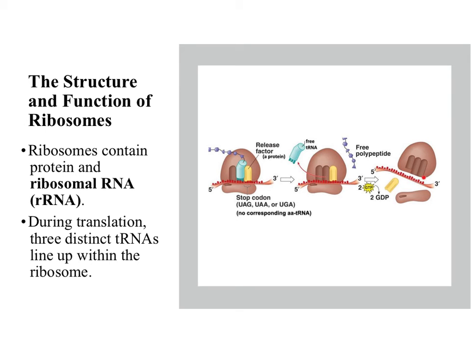Inside the ribosome, I know it's a little tough to see, but do you see how there are 3 slots here? Three little indents. Those are sites for 3 different tRNA molecules to line up, and they participate in helping make a protein.